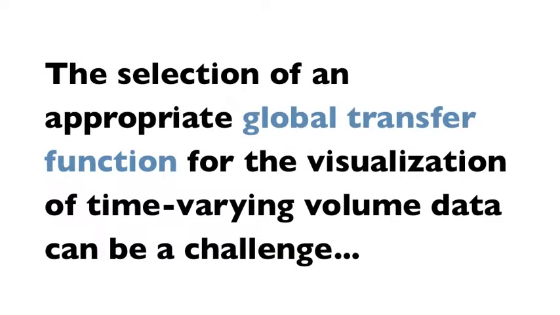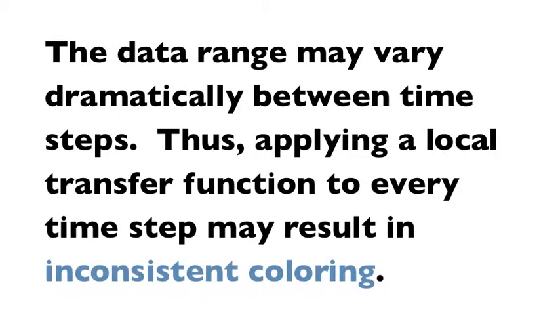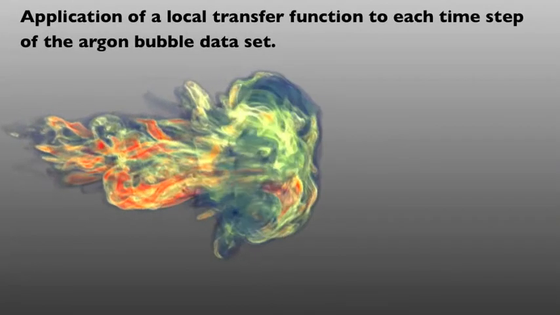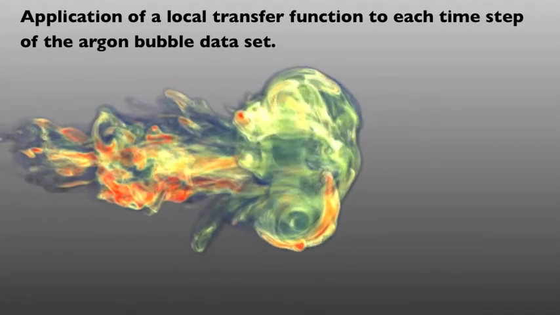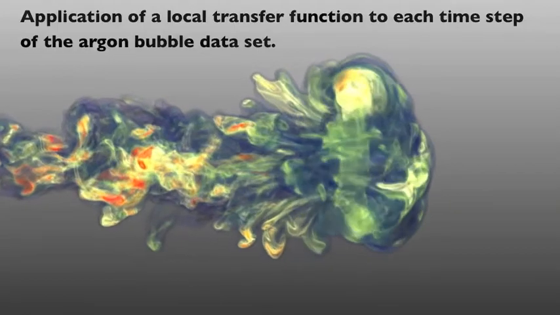The selection of an appropriate global transfer function for the visualization of time-varying volume data can be a challenge, especially if the global data range is not known in advance. Data range may vary dramatically between time steps, thus applying a local transfer function to every time step may result in inconsistent coloring. Here we show an example sequence where a local transfer function is applied to each time step of the argon bubble dataset.